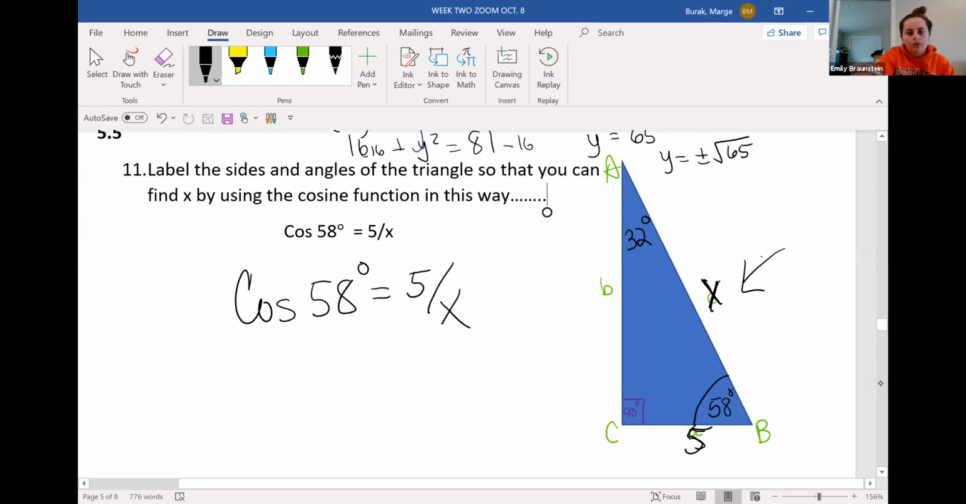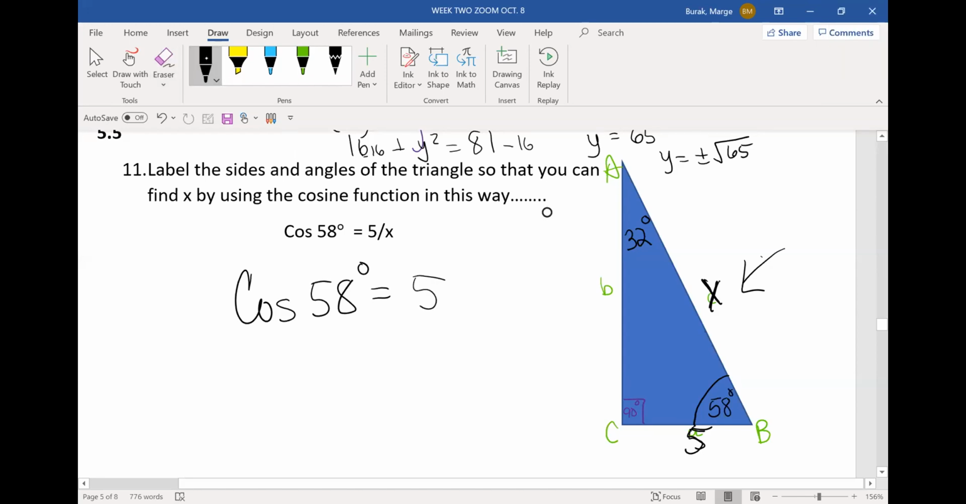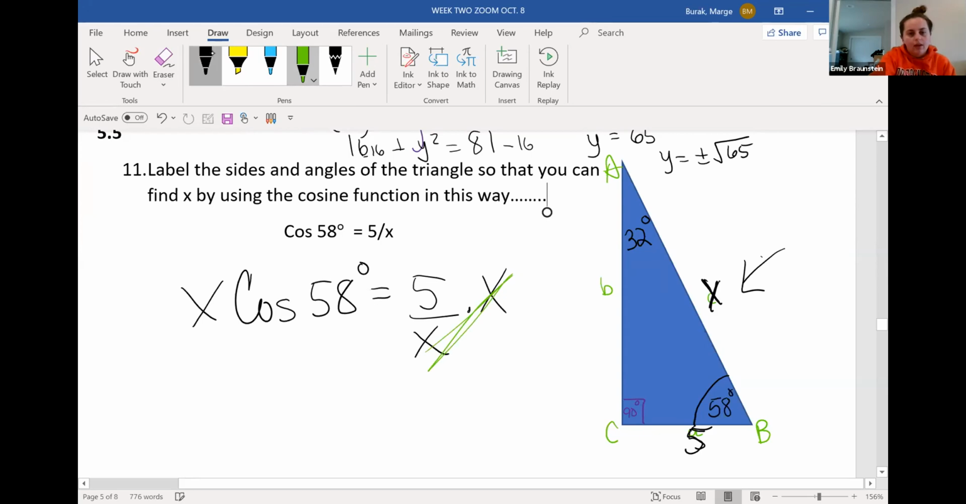You would want to get the x by itself. So I would multiply x on both sides. I'm going to rewrite it this way so it looks better. Okay, multiply x by both sides. Good. And then that cancels. And then you would divide each side by cosine of 58 degrees.